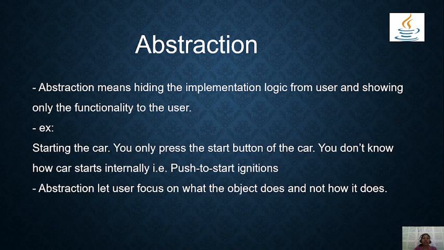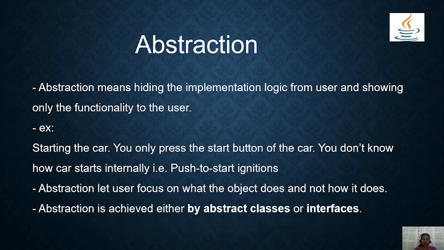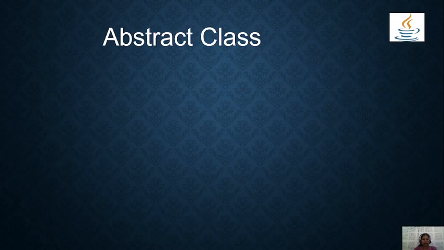Abstraction lets the user focus on what the object does, but not on how it does it. Abstraction is mainly achieved either by using the abstract class or the interface. In this session, we will focus on abstraction using abstract classes. Interfaces we will see in a separate session.